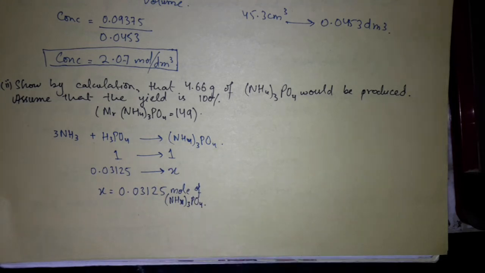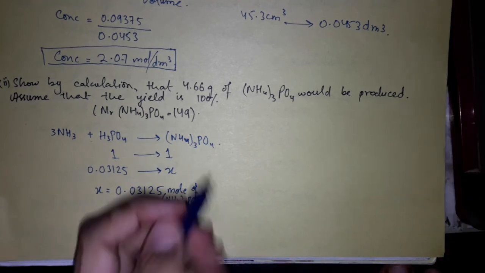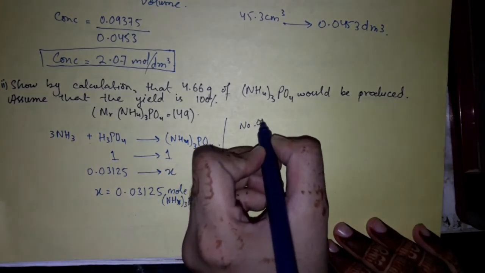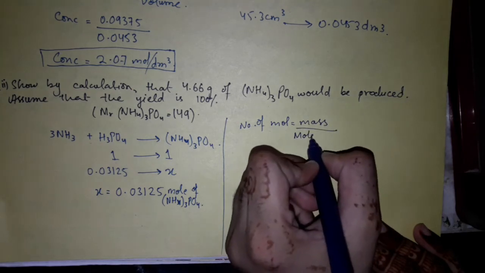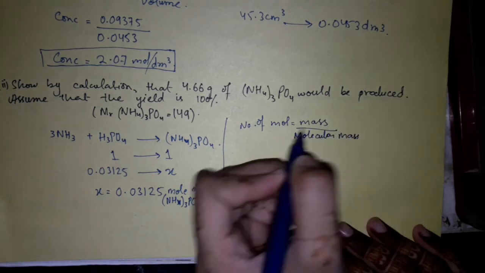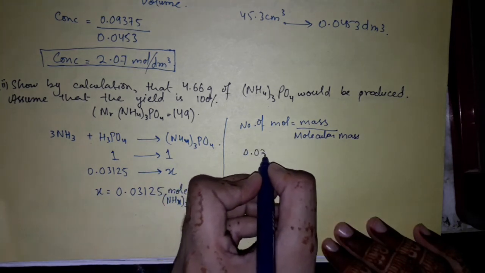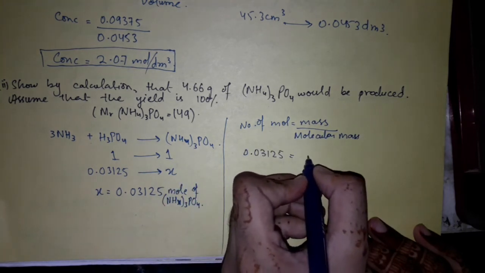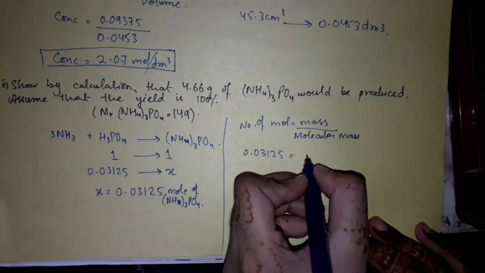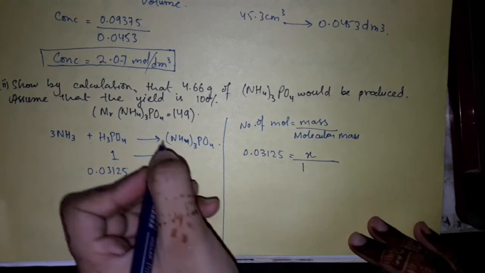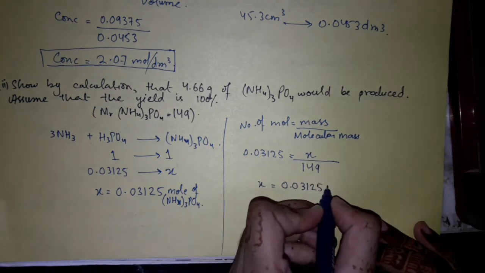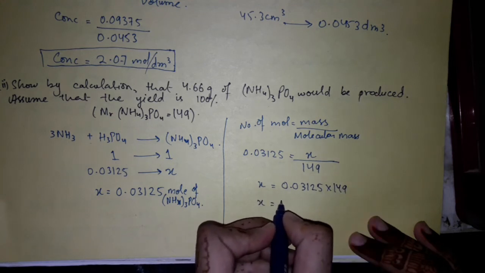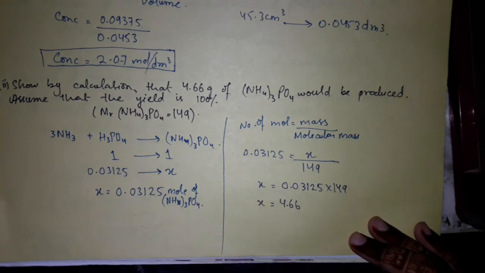Now we put this value of moles to calculate the mass. Number of moles equals mass upon molecular mass. Number of moles was 0.03125. We have to calculate mass, so we put X over here, and molecular mass was given, that is 149. X equals 0.03125 into 149. So we get the answer of 4.66 grams.